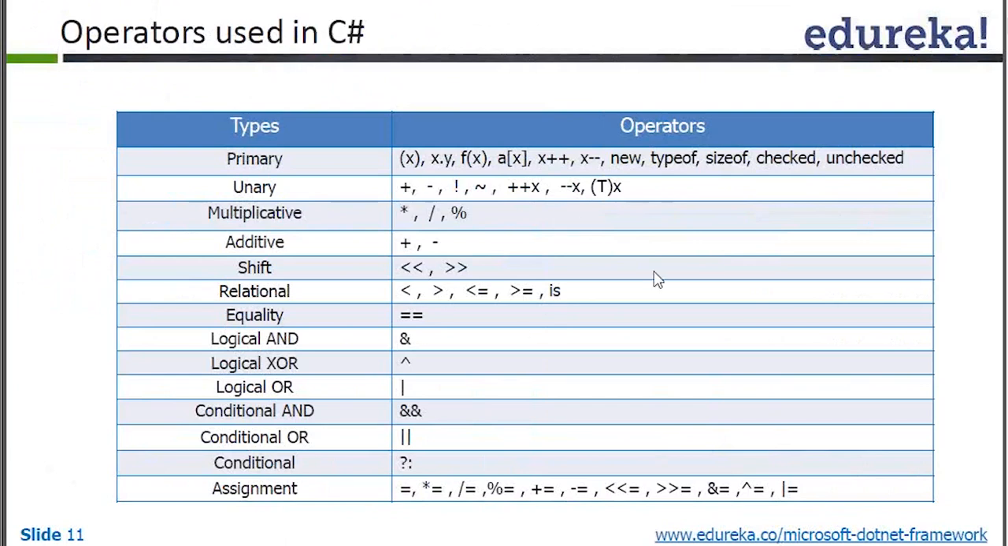And operators. In order to perform any manipulation, there are different operators which are available in .NET, like unary operators, primary operators, multiplicative operators. Different categories have different types of operators: logical AND operator, logical OR operator, assignment operators, etc. Many operators are there. You can see there are operators which are used for expressions, like calculations and logical operations.